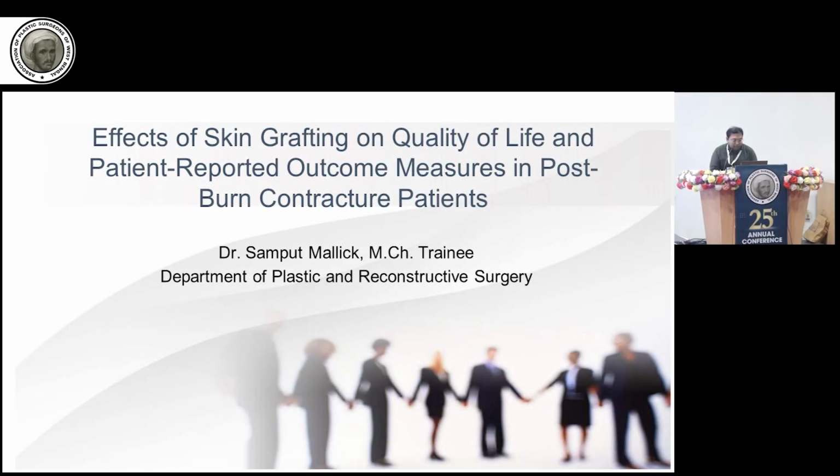My study is basically about post-burn contractures after they have been released and skin grafting has been done. Post-burn contractures cause disability in patients and impact the quality of life. Skin grafting is a very common method that is applied surgically after release of the contractures. So we applied two questionnaires.